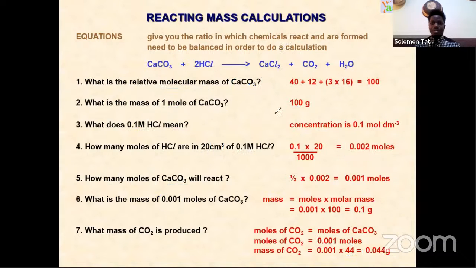Do you have any questions on this one? Something you have not understood on how to calculate, or something that is still confusing you about these moles?